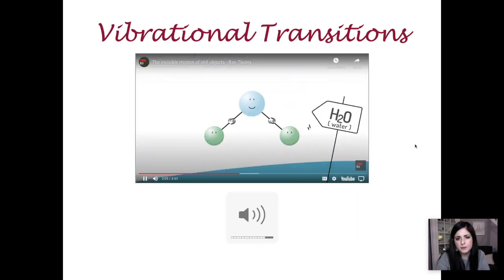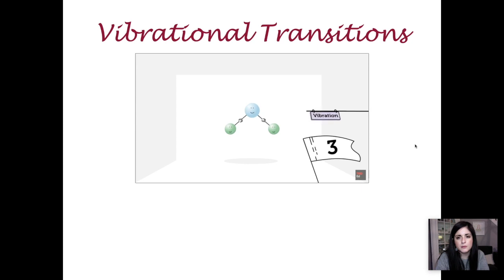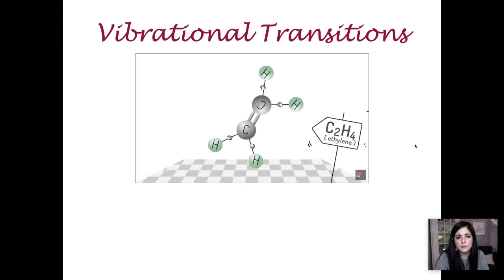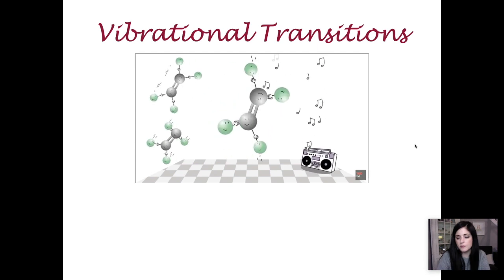A water molecule has 3 atoms, 1 oxygen and 2 hydrogens, and 2 bonds. That gives it 3 modes of vibration: symmetric stretching, asymmetric stretching, and bending. More complicated molecules have even fancier vibrational modes, like rocking, wagging, and twisting.